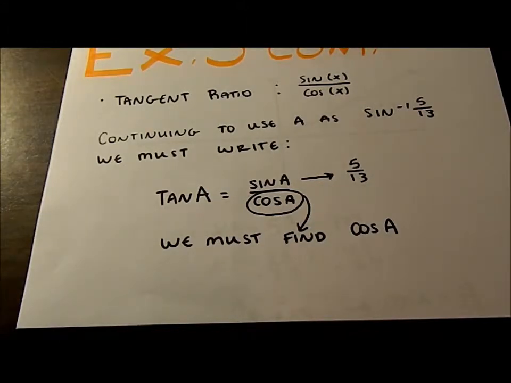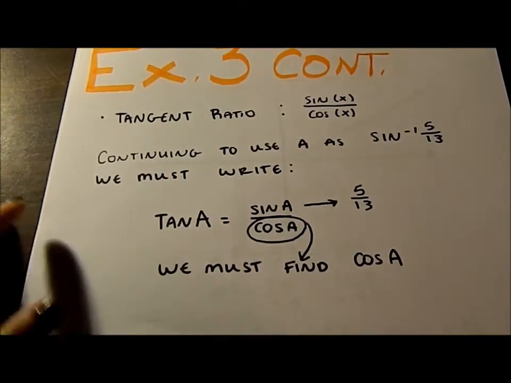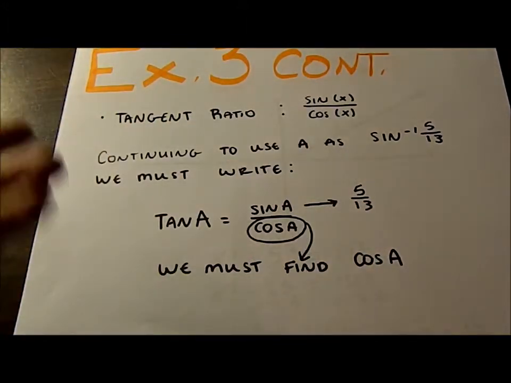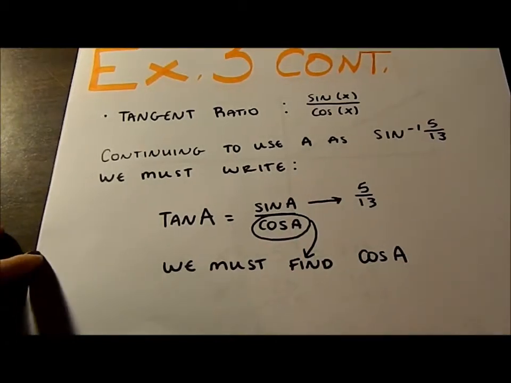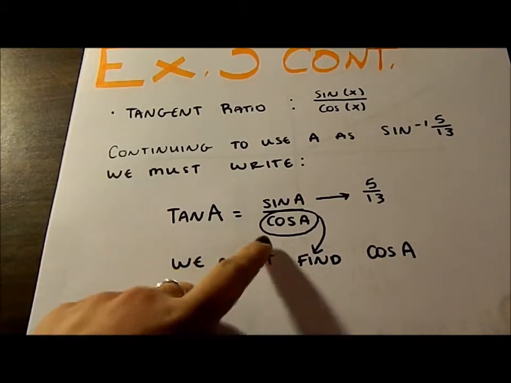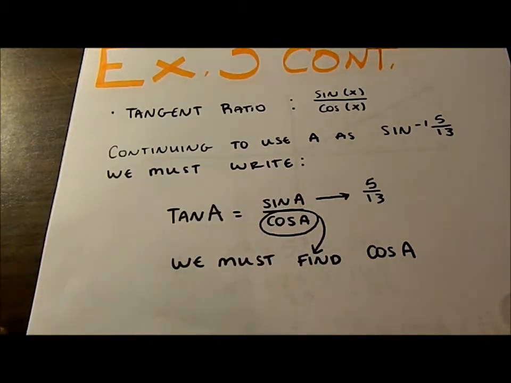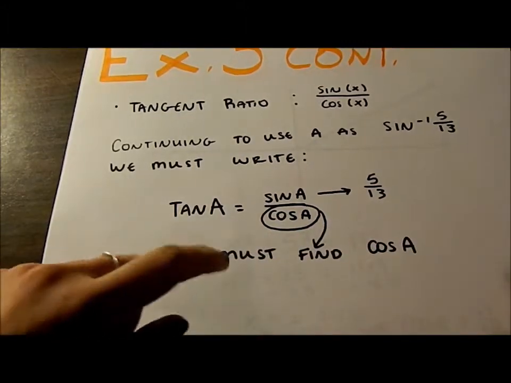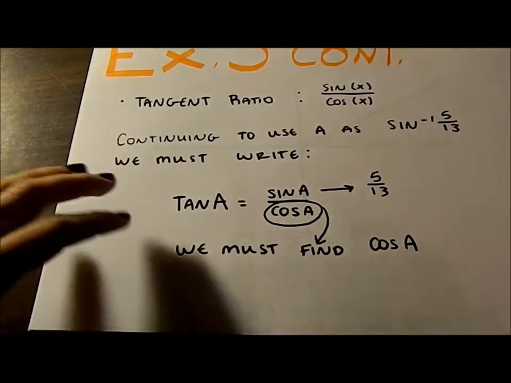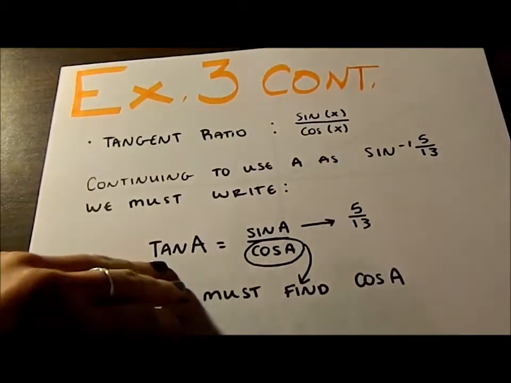So to continue, it's important to know that a tangent ratio is sine of some number over cosine of some number. So we're going to continue to use a to substitute the inverse sine of 5 over 13. So we must write that tan a is equal to sine a over cosine a. And we know that sine a is 5 over 13. So we have to find cosine a to figure out tangent of a.